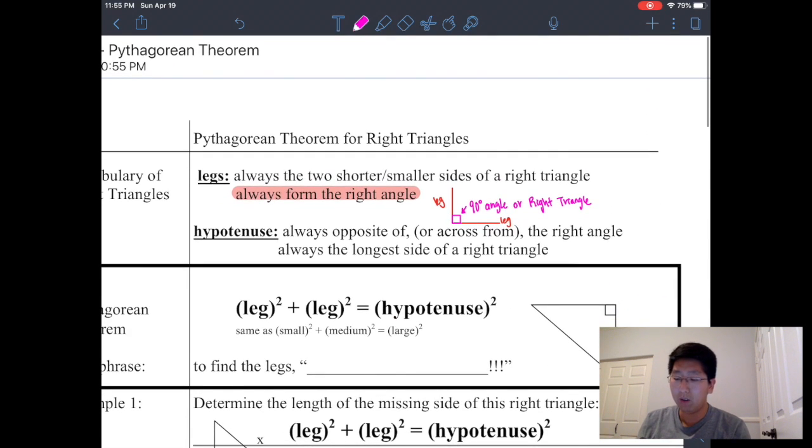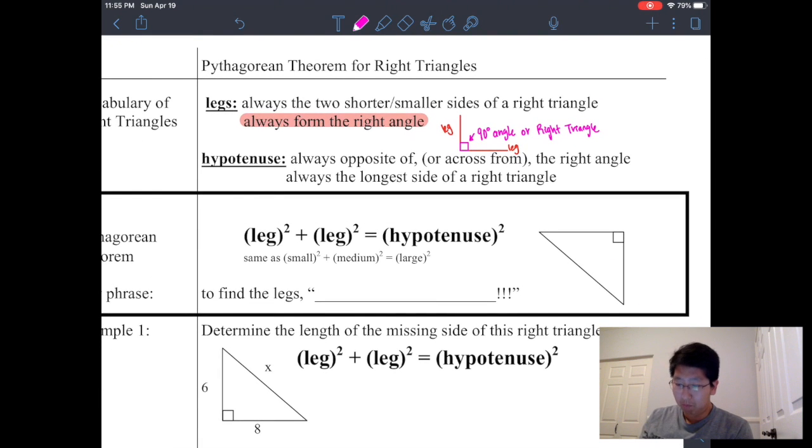Okay, so right here that tells us that we have a right triangle. The legs are always going to be the 2 smaller and shorter sides that create the right triangle. Okay, now the next word we're going to be talking about is hypotenuse. I'd like you to say the word hypotenuse. Then the hypotenuse is always going to be on the opposite side or across from the right angle.